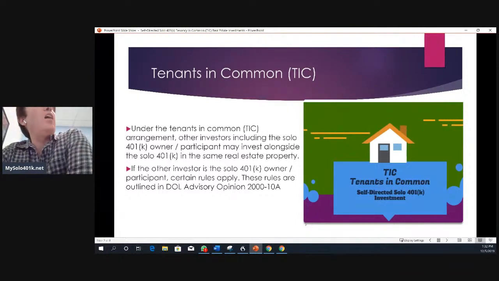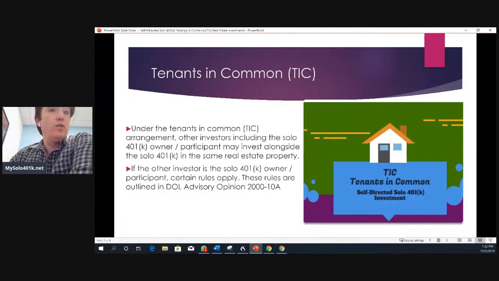But back to the tenancy in common. And that's a big distinction. One scenario is the 401k and you, or say a related person. Another scenario is the 401k and an unrelated person. So certain rules are going to apply in each scenario.